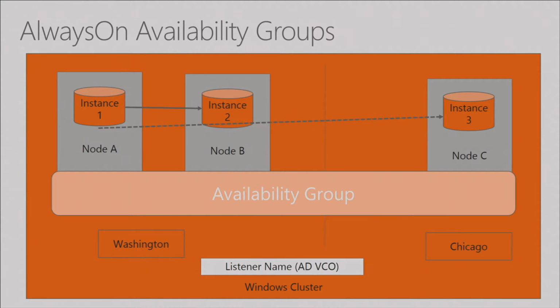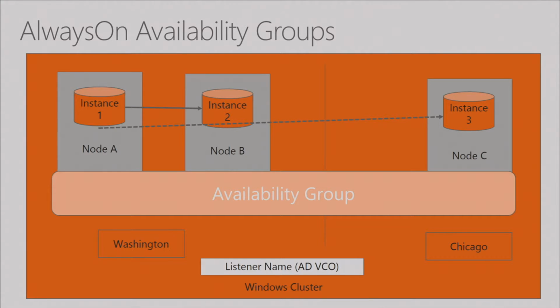So we saw what the graph for a failover cluster looked like. So this is a 3-node availability group. In this case, we have node A, node B, and node C. Node A is our writable copy. Nodes B and C are our secondary copies.